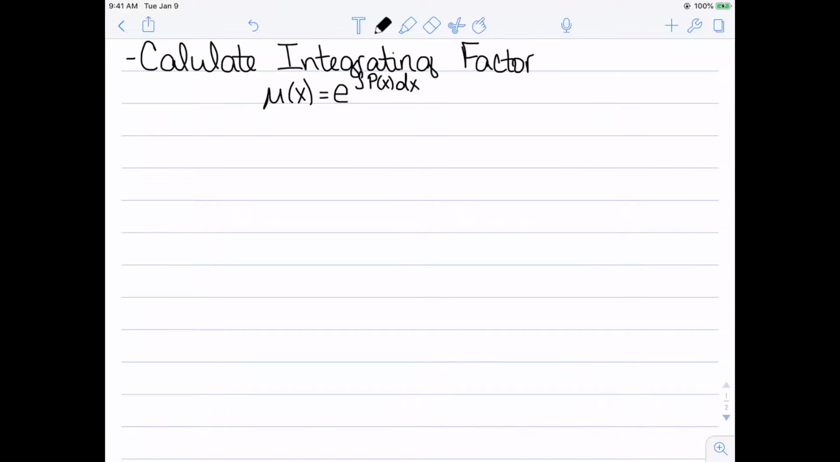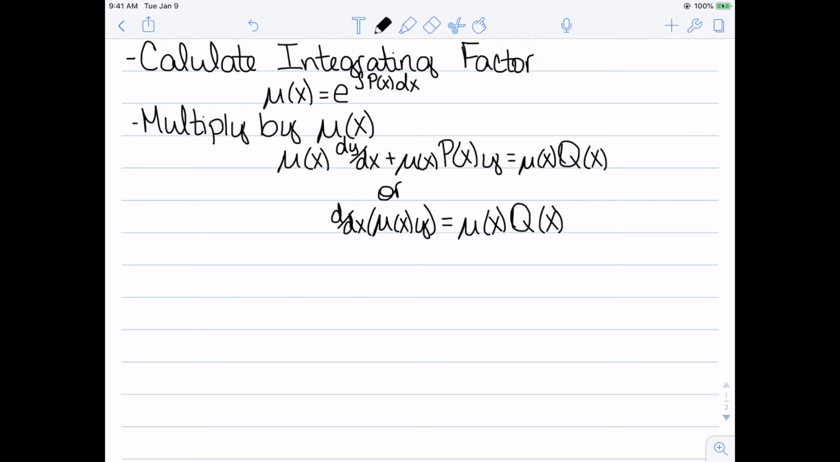We start by calculating our integrating factor, which is mu of x equal to e to the integral of p of x dx. We then multiply through by mu of x. That gives us mu of x times dy/dx plus mu of x times p of x y is equal to mu of x times q of x. Or d/dx of mu of x y is equal to mu of x times q of x.